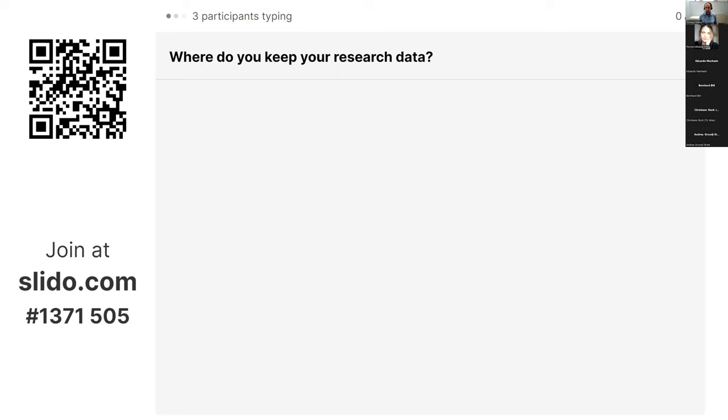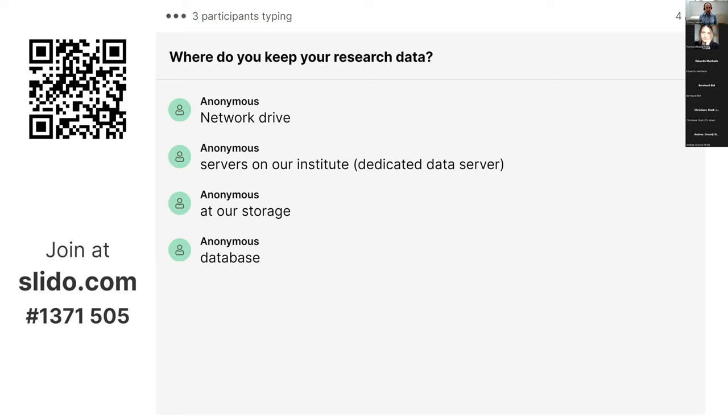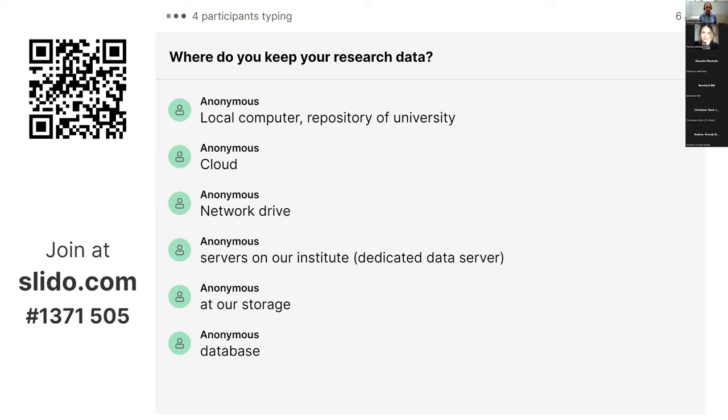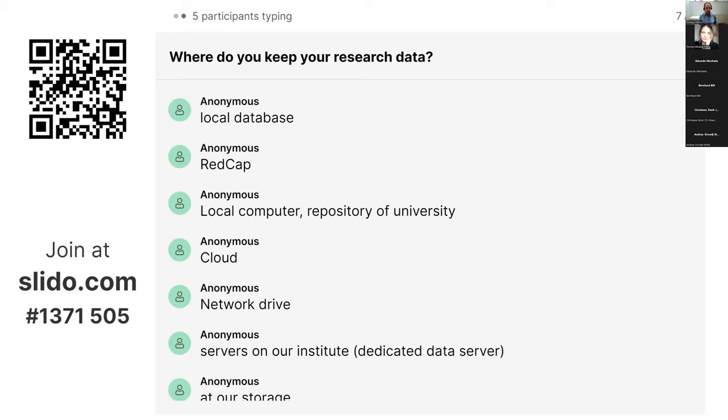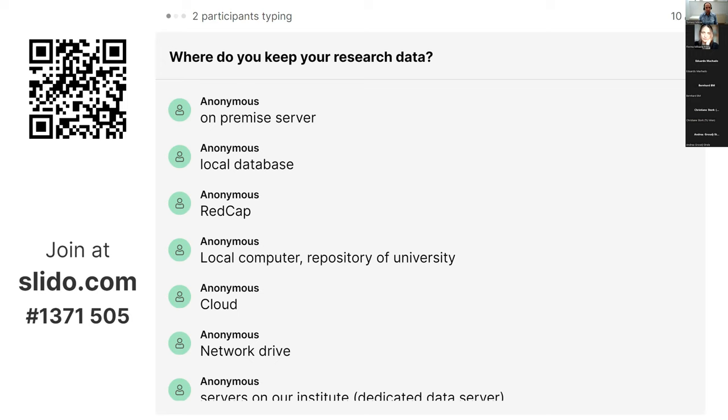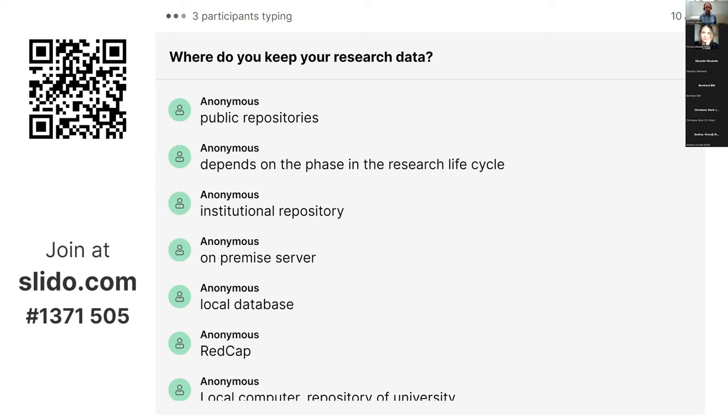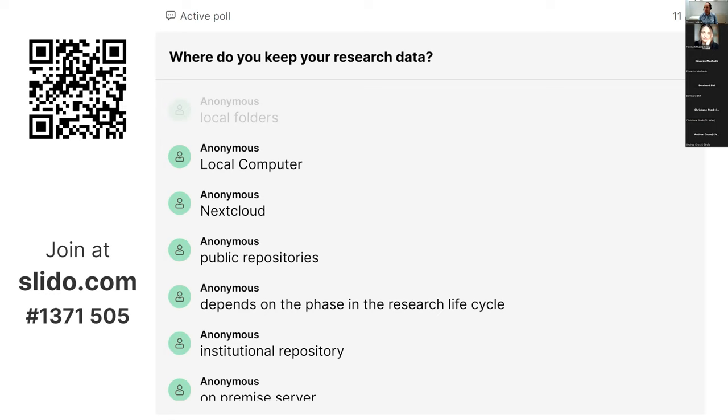So we have the first answer, database. Is it a local computer? Is it a USB stick? Is it somewhere in the cloud? If you say at our storage, you mean storage provided by your university or institution? A REDCap, local computer, cloud, network drive, servers on our institute, local database, on-premise server. Okay, depends on the phase in the research lifecycle, public repositories, Nextcloud, local computer, local folders.